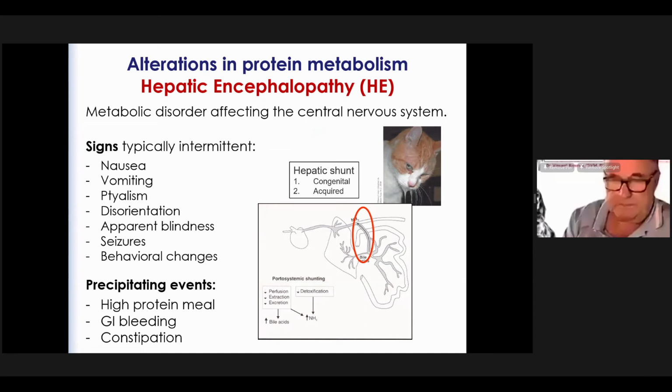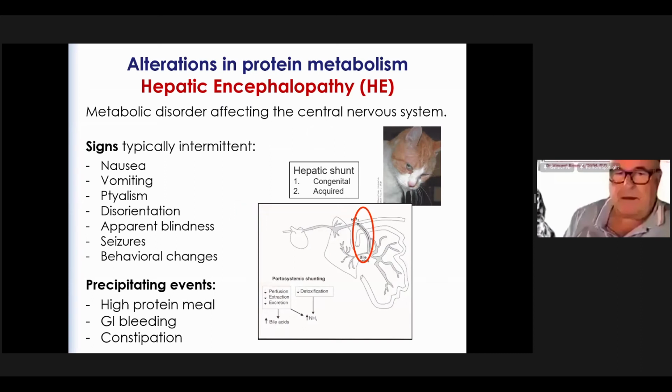What are the signs associated with hepatic encephalopathy? There are nausea, vomiting, ptyalism, that is salivation, like you can see on this cat here, disorientation, apparent blindness, seizure, and behavioral change. People tend to believe that in hepatic encephalopathy, you see very big signs. It's really obvious, and you're going to get a puppy, and then suddenly that puppy is going to seizure, etc. This is not true. In many animals, the signs are very mild, and often people come for changing behavior. For example, the animal becomes aggressive because the animal is really disoriented.